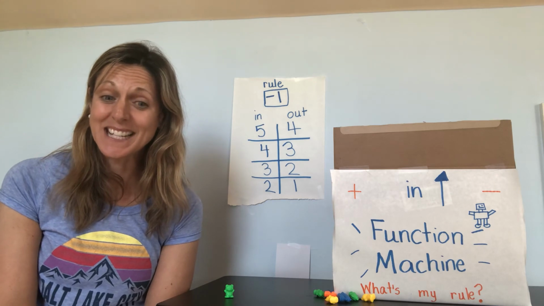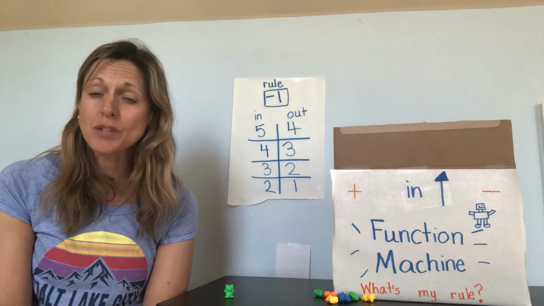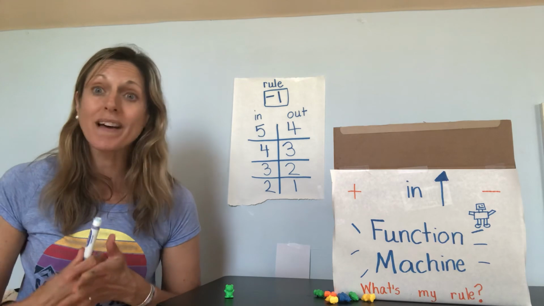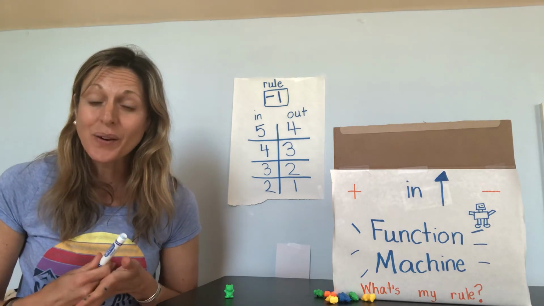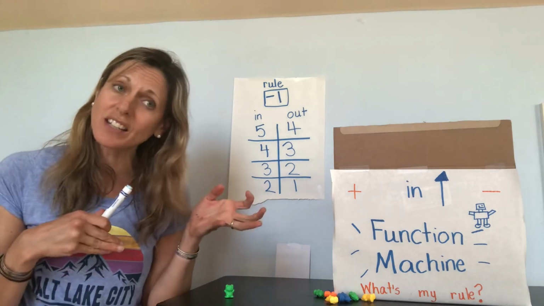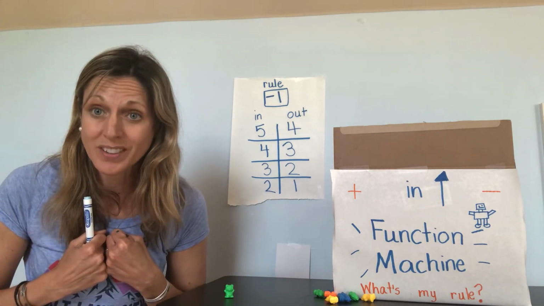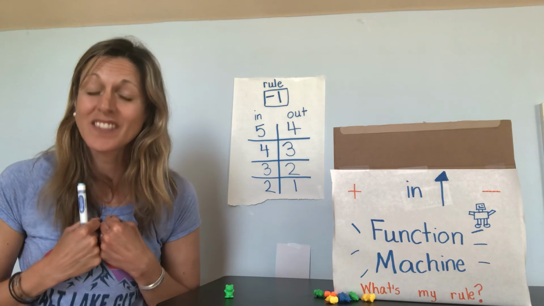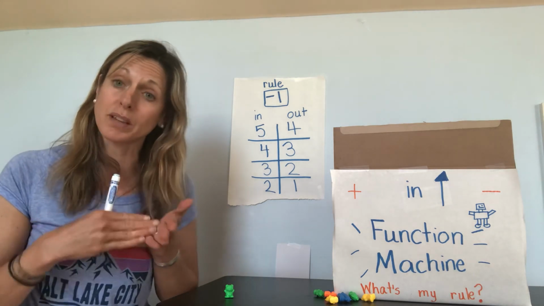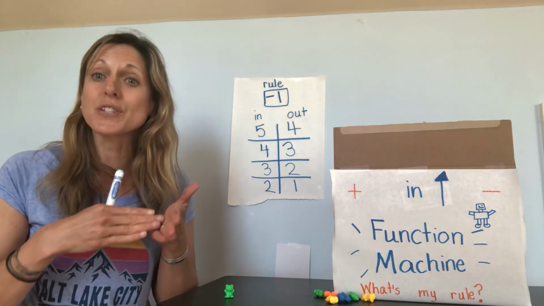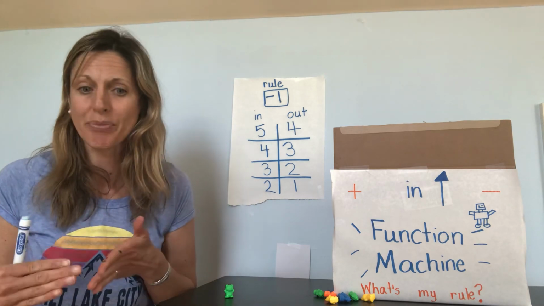All right, nice work. Remember, function machines, they help us to do math, okay? And we put numbers in, and different numbers come out, and then we get to figure out the rule. And that's what you did today. The first one was addition. It was a plus something. The second one was subtraction. It was a minus something.